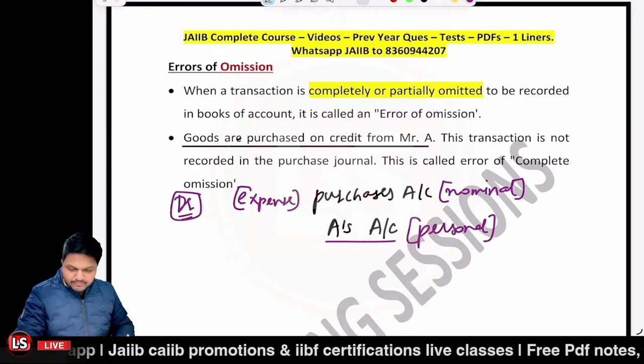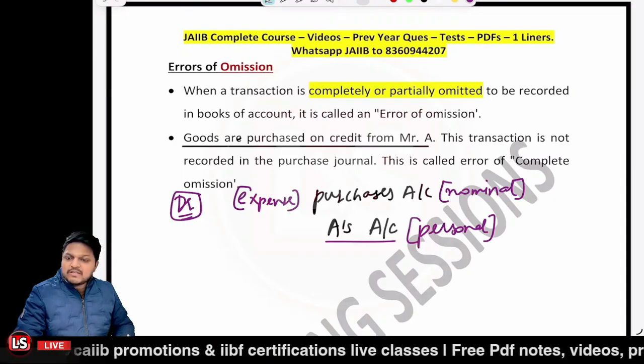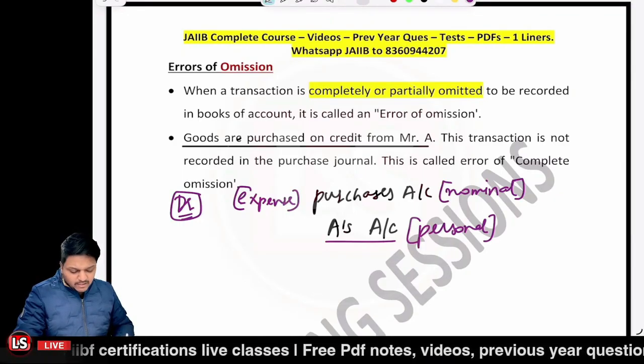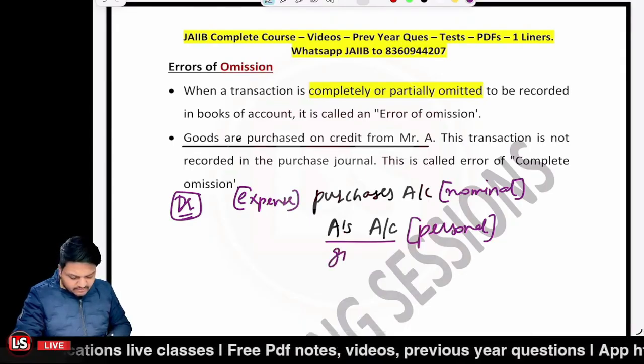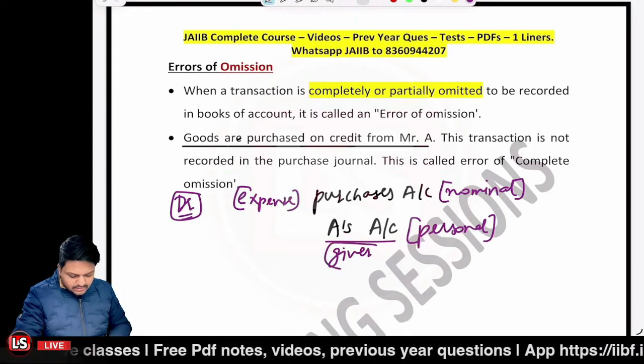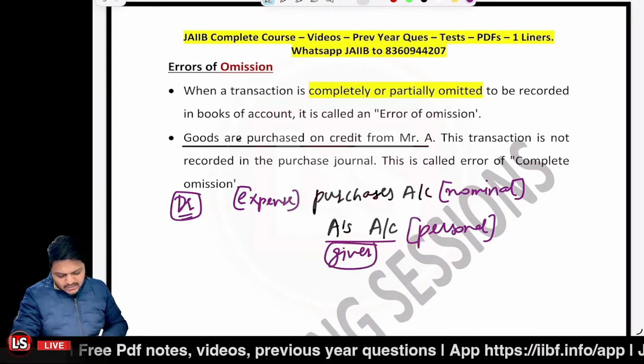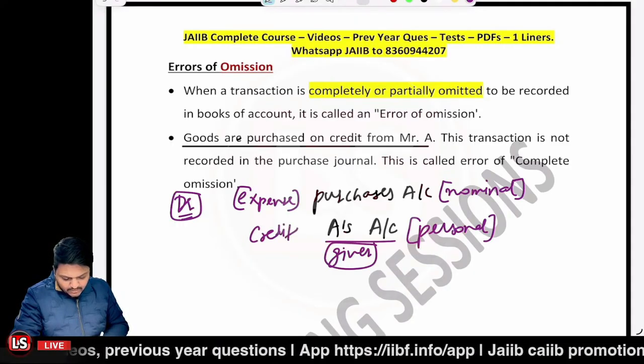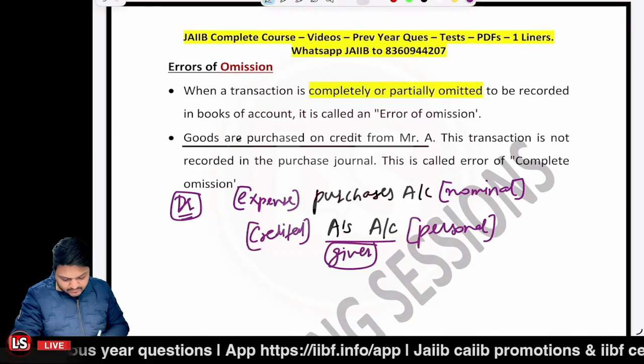That was the rule. Now, who has given us the goods? Person A has given us the goods, right? So person A is the giver. So A's account is to be credited.